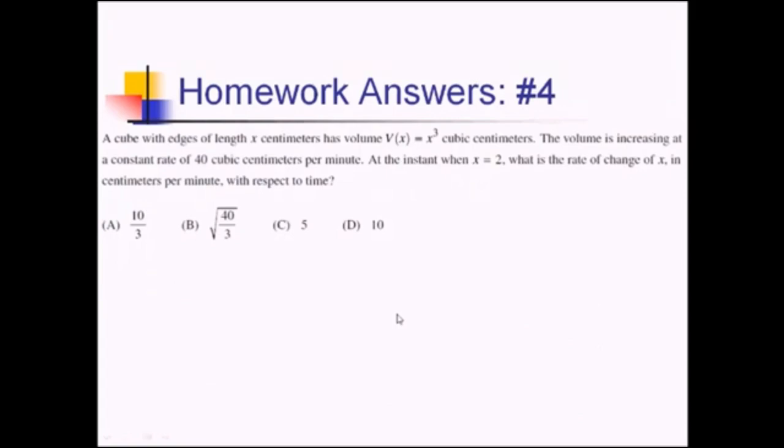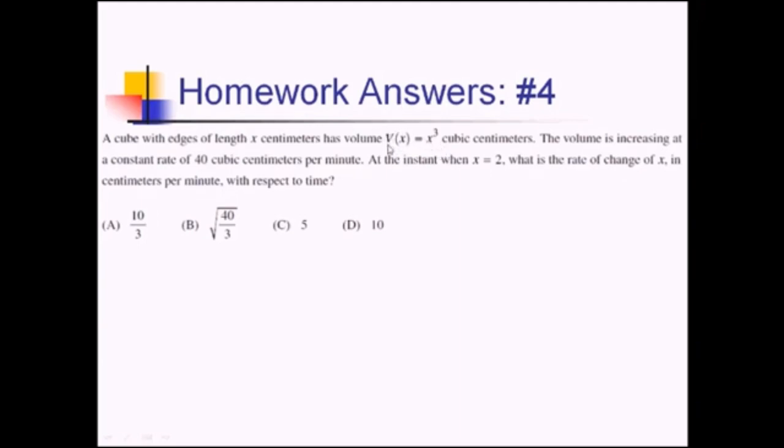For number 4, we have a cube with edges of length x centimeters with a volume of x cubed cubic centimeters. Volume's increasing at a constant rate of 40 cubic centimeters per minute. At the instant when x equals 2, what's the rate of change of x with respect to time? So this is a related rates problem. We have multiple rates of change of volume, of x, and we want to figure out the rate of change of x.